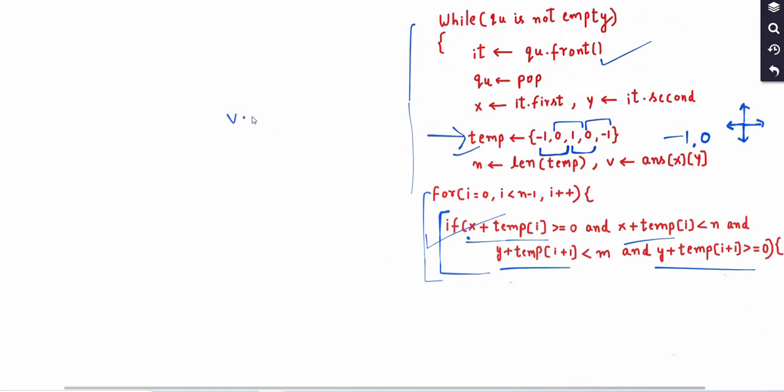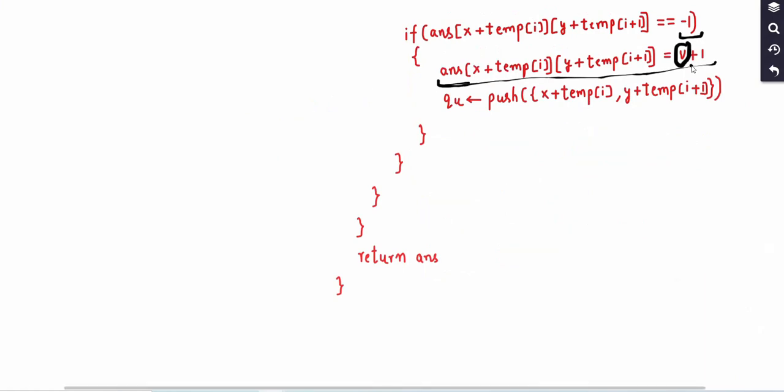So V is basically the height of the current cell, and I'm simply increasing the height of the adjacent cell by 1. So height of the current cell plus 1 would be the height of the adjacent cell, and this will satisfy the constraints of the problem, because the height difference between the adjacent cells will stay 1. And since I'm exploring a new cell, I have to push it into the queue, and I'm pushing this new cell x plus temp I, y plus temp I plus 1 into the queue. In this way, I explore all the cells of the matrix, and I maximize the maximum height which can be present in the given matrix.